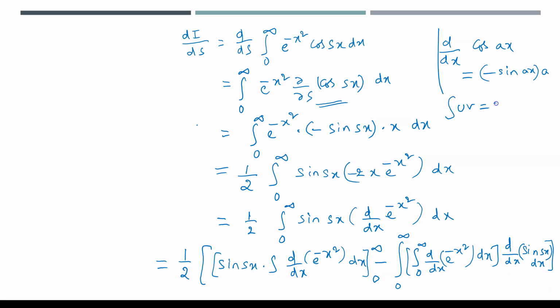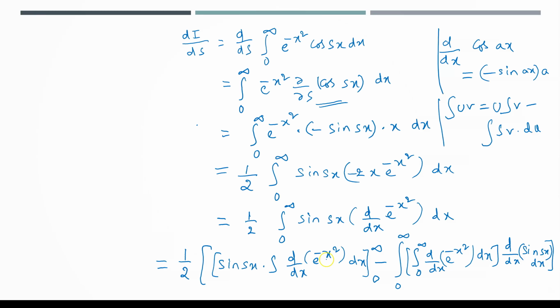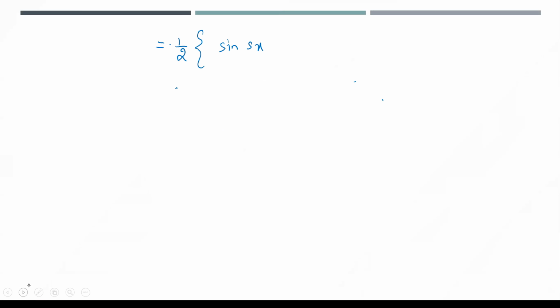Integral uv equals u times integral of v, minus the integral of (integral of v times the derivative of u). We have applied this formula. So here we get 1/2 sin sx times e^(-x²), where the derivative and integral cancel, leaving only e^(-x²), under the limits 0 to infinity, minus the integral from 0 to infinity of e^(-x²), the derivative of sin being cos sx times s dx.